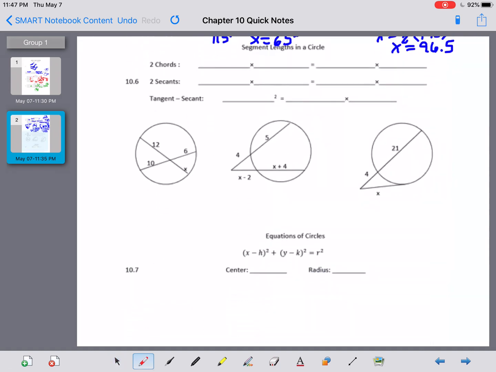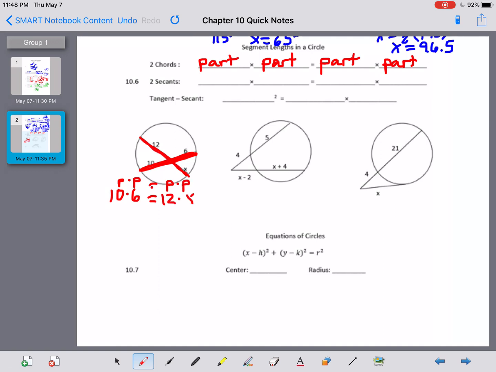All right, in 10.6, if we have two chords, notice here when I have two chords, they're inside the circle. This one gets part times part equals part times part. And remember, one side gets all of one chord and the other side gets all of the other chord. Okay, so on this one, if I use this chord that goes this way first, I'm going to do 10 times 6. That's part times part. And then I get part times part of my other chord. So my other chord is 12 times x.